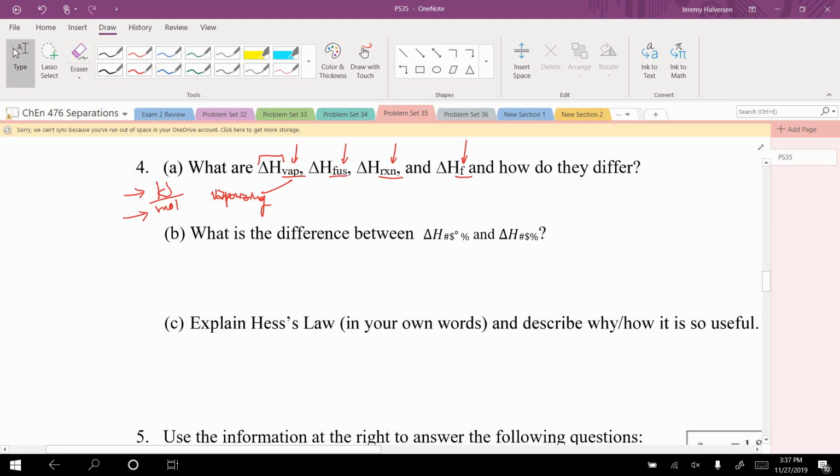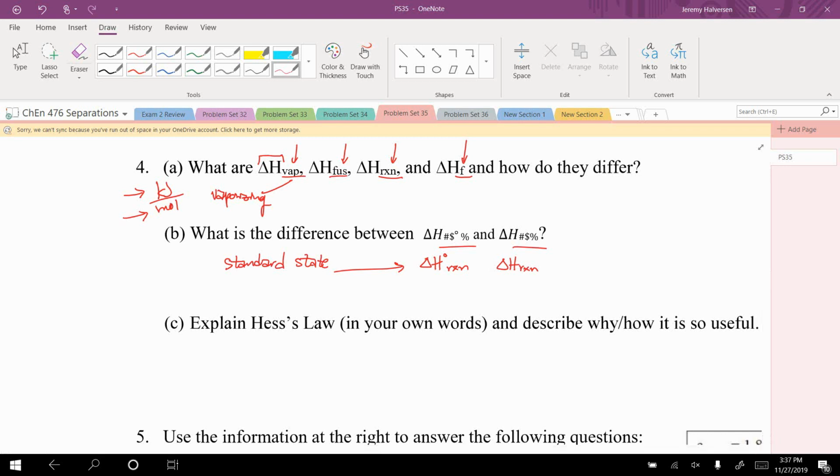All right, what's the difference between, wow, I don't know what those are. Let me look and find out what those are supposed to say. So this is supposed to say delta H naught of reaction and delta H of reaction. All right, so delta H naught, that little circle, pronounced naught, represents standard state. Okay, so this is standard state.